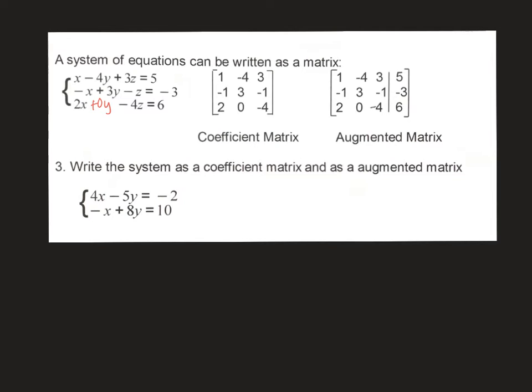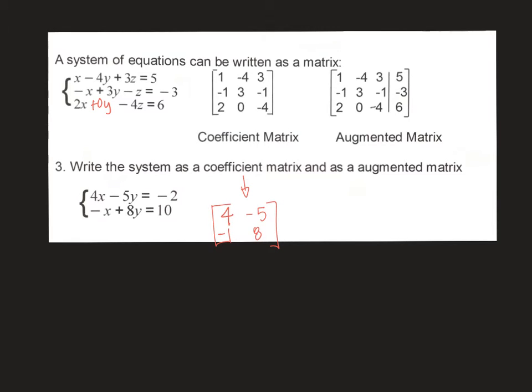So what we want to do in number 3 is we want to write the system as a coefficient matrix and then as an augmented matrix. So if you feel confident, pause the video, do it yourself, come back and check your answer. So for our coefficient matrix, it's just the numbers in front of the variables. So in our first equation, we have 4x and negative 5y. So 4, negative 5. In our second equation, we have negative 1x and 8y. So negative 1 and 8.